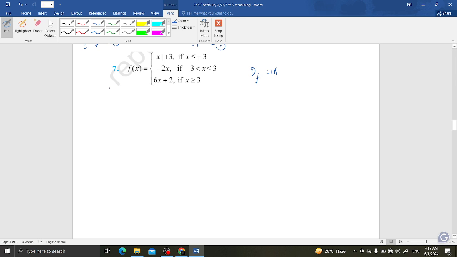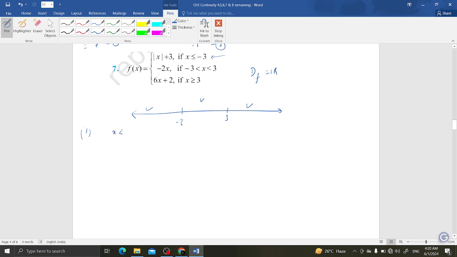f of x is mod of x plus 3. This one we have. Now again it has 3 parts. Why am I saying that it has 3 parts? See this real line. How many break points do we have? Minus 3 and 3, two points. Before minus 3 and including minus 3 we have this function, and in between minus 3 and 3 we have a different function, the piece minus 2x, and the third piece is 6x plus 2, which is defined for 3 and greater than 3.